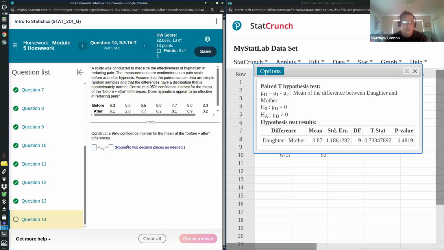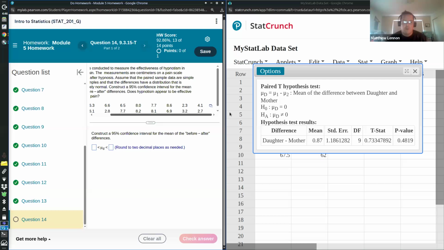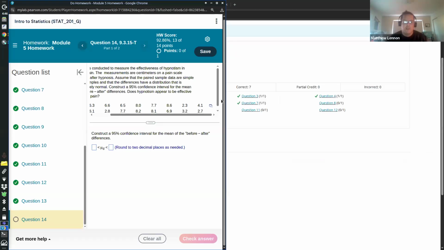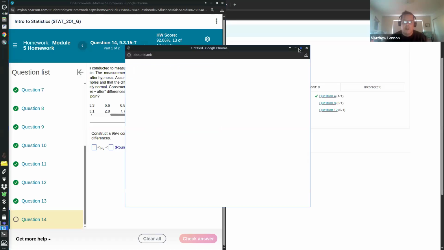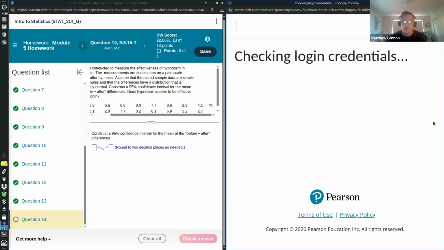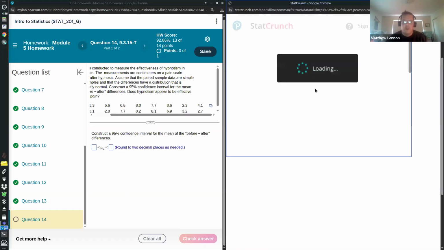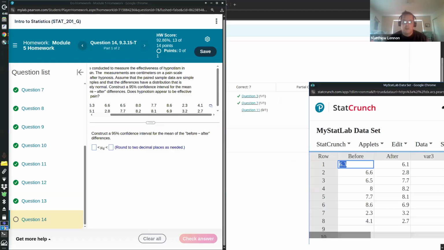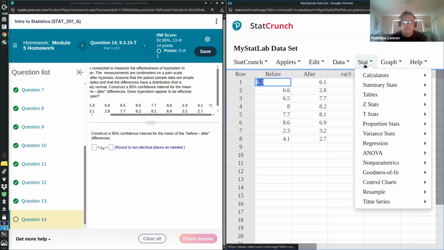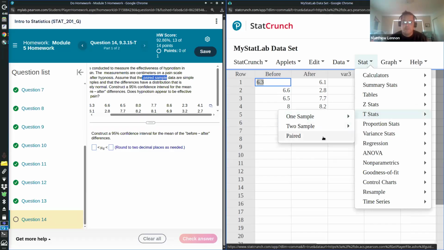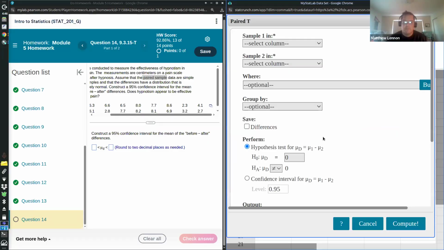Okay, and we're on our last question, which is just a confidence interval. So that's lovely. Scroll over, and then we can open that in StatCrunch. So this one, we just go directly to the confidence interval, which is great. Not too many parts, just 2 parts. Let's see if it has any trickery, though. Again, we see the keyword paired sample data. So we're doing t-stat paired.